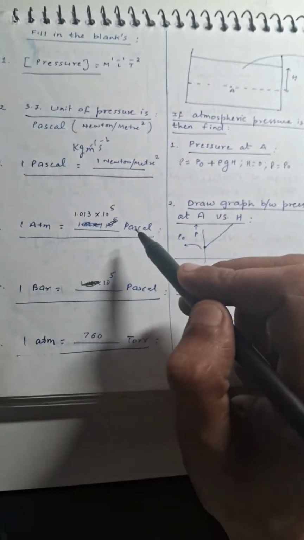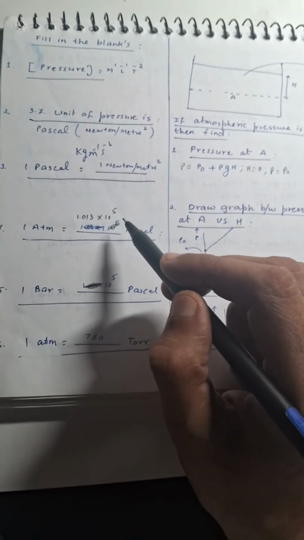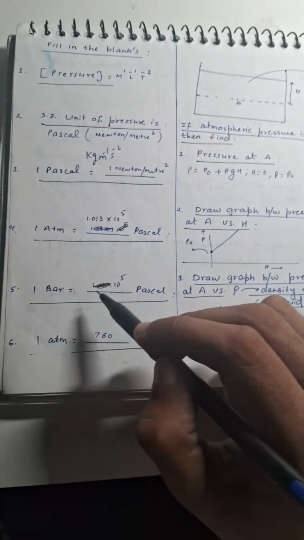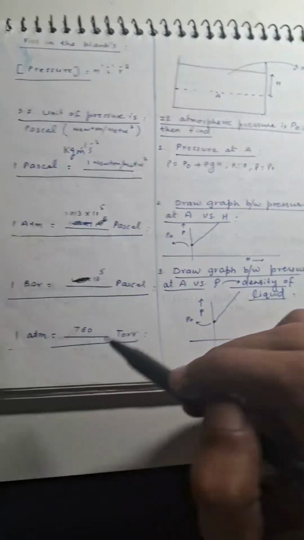Next is 1 atm. So this is equal to 1.0134 into 10 to the power 5 Pascal as per NCERT data. 1 bar is equal to 10 to the power 5 Pascal. 1 atm is equal to 760 torr.